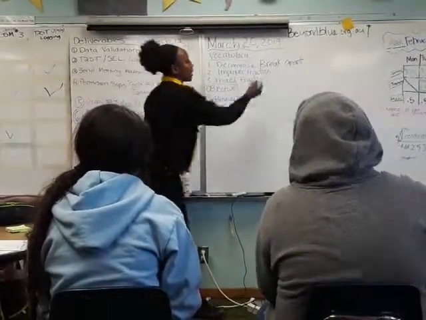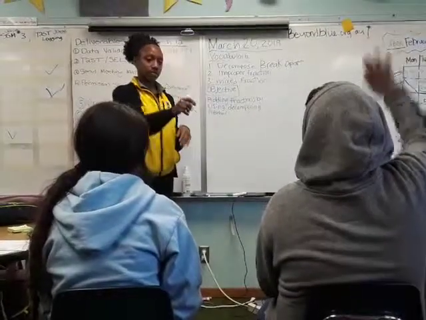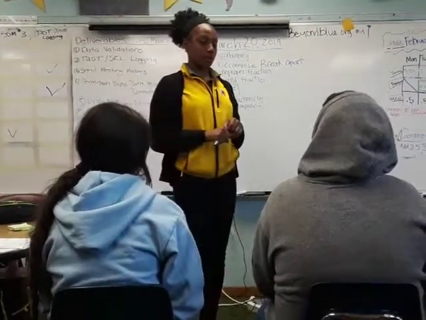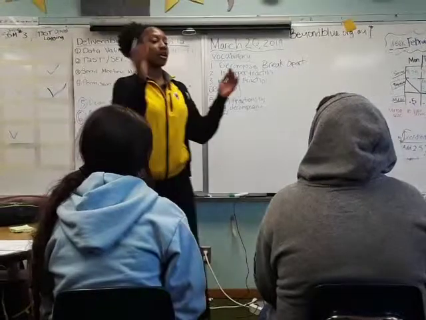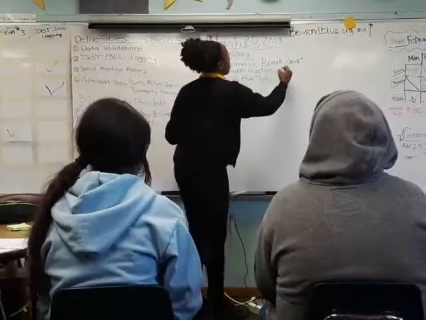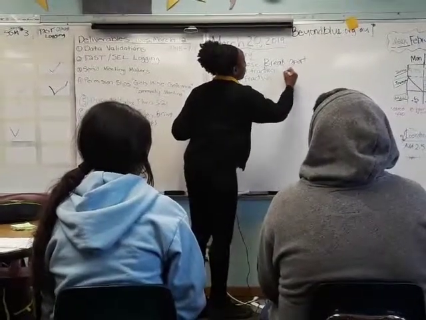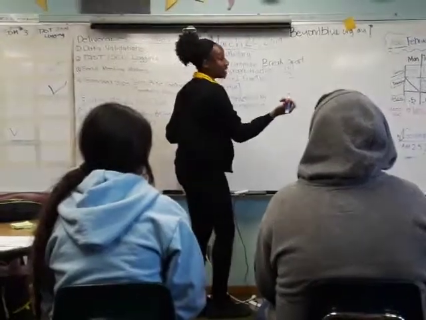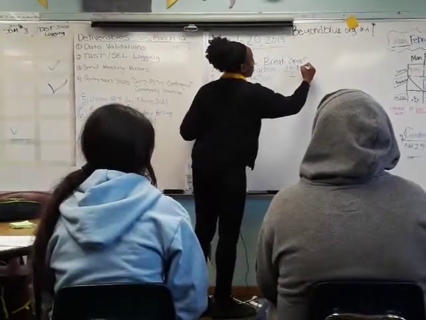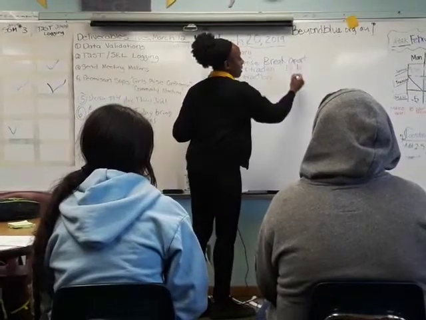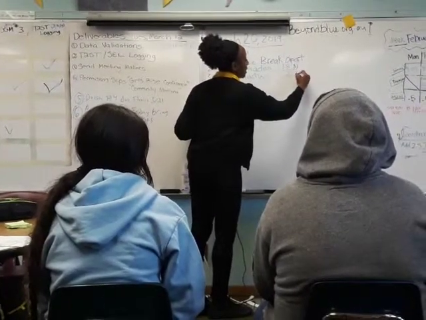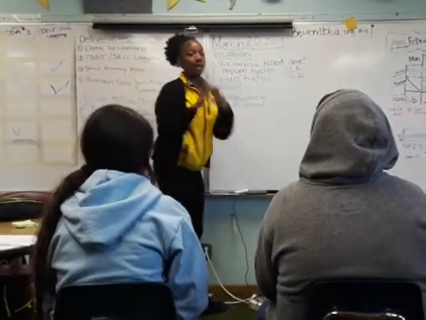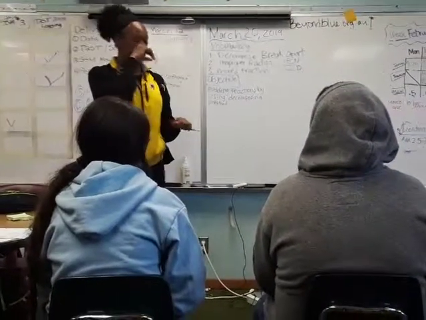Does anybody know what an improper fraction is? It's when the numerator is too big. So if I had 18 over 2, when the numerator, which is the top number, is too big, and the bottom number, which is the denominator, is too small, that makes it an improper fraction, right? Do you remember that?